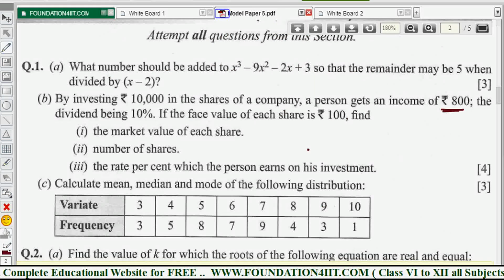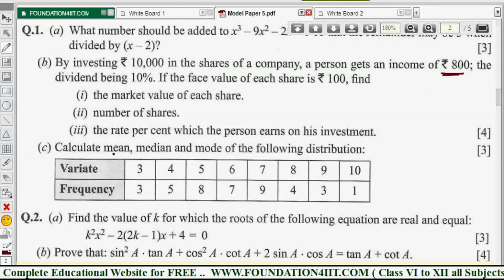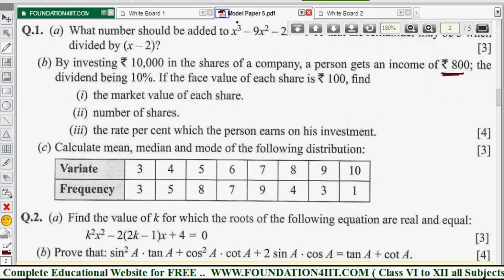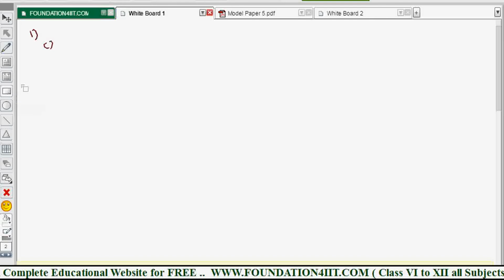This is about that question. Next one, the third one: calculate mean, median and mode of the following distribution. So we should find out the mean, median and mode. We will find out the three one by one. Let me take the table. Two columns are already given, variate and frequency, that is xi and fi. We need to find out two more columns, fi xi and less than cumulative frequency, because we need to find out mean, median, mode.